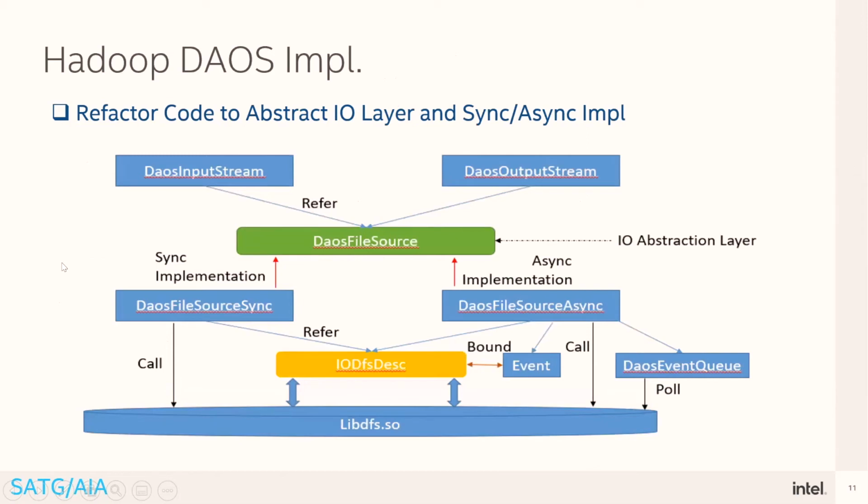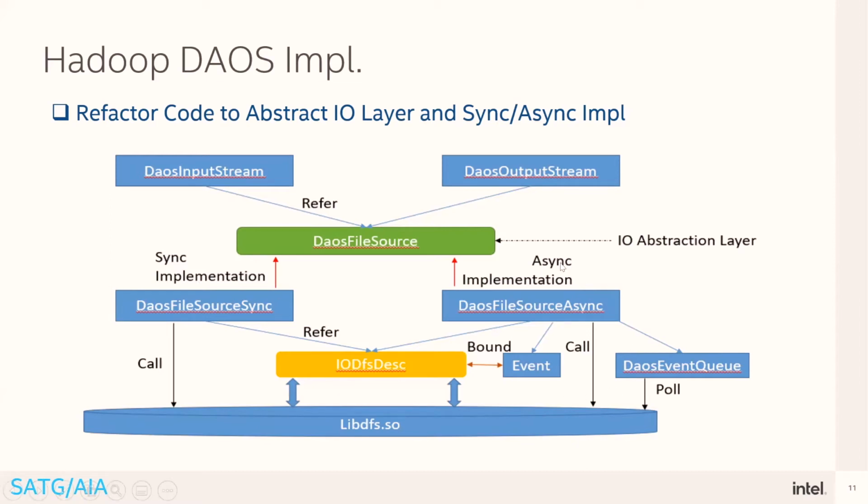So to support asynchronous API in Hadoop DAOS, we need to refine the code to abstract the IO layer so that both synchronous and asynchronous implementations share some common logic.